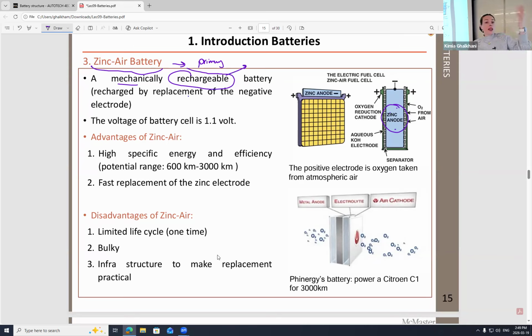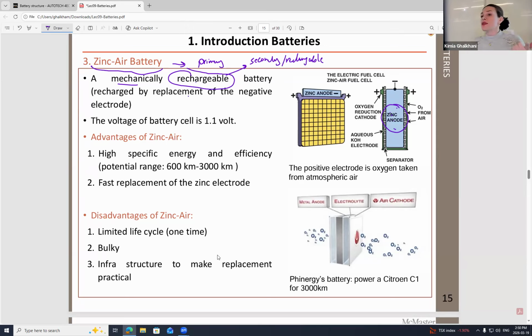So still air is air. If the battery is used only one time, you have to take the zinc layer, or the anode, out and replace it, and still use the battery. So that's why in some cases it might be under the category of secondary or rechargeable batteries, but in fact it is a primary battery.